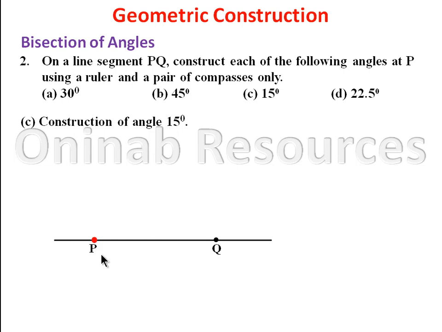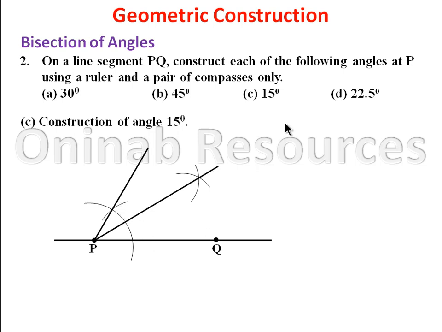Now we still remember, take P as center, opening a convenient radius, draw an arc to cut PQ, maintaining the same radius. This is the point, the center, and draw another arc. We join. This is 60, we bisect the 60. So these are our points of reference for the bisection. Take this as center, draw another arc to the right. Take this as center again, draw another arc, and join their point of intersection to P. So this is the bisection of 60 to give us 30.